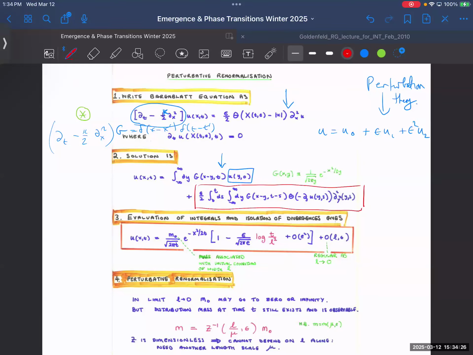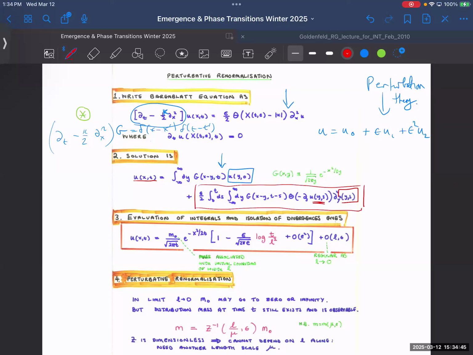Okay, so I've got u, which is what I want to find on the left-hand side, and it's also here on the right-hand side. So this is, and it's also here as well. So it is horribly nonlinear.